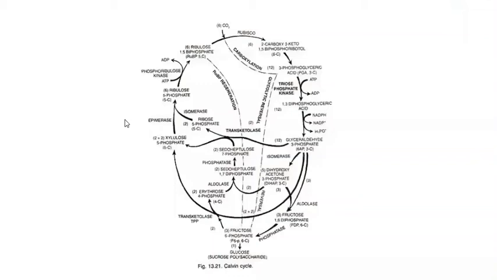In the previous figure, we understood the three distinct phases of the Calvin cycle. The first is the carboxylation phase, the second is the reduction phase, and the third is the regeneration phase. So in this figure, we understand the steps involved in the Calvin cycle.